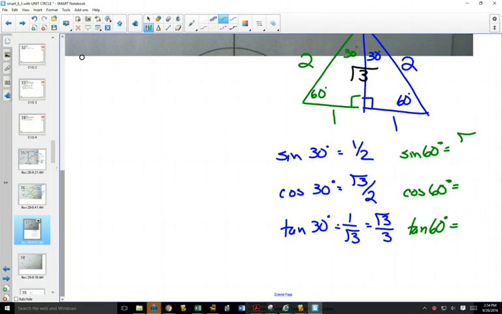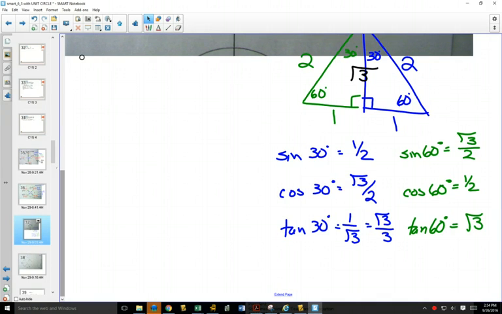Sine of 60 degrees is root 3 over 2. Cos of 60 degrees, adjacent over hypotenuse, is 1/2. And tan of 60 degrees is going to be root 3 over 1, which we'll write just as root 3.